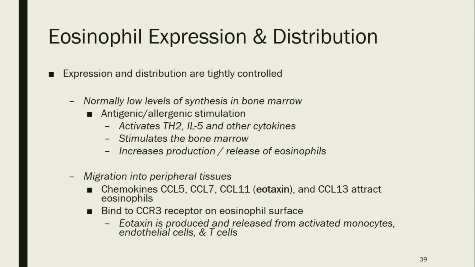These chemokines have specific names. You don't need to memorize specific numbers or anything, in my opinion. These chemokines attract eosinophils and also bind to the CCR3 receptors on the eosinophil surface. CCL11, the eotaxins, are produced and released from activated monocytes and endothelial cells, and that plays a role in the eosinophil actions.